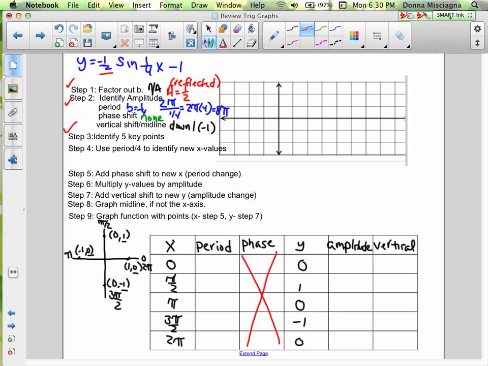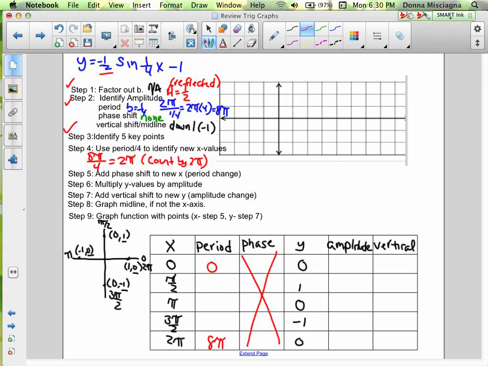Now we need to transform x by changing the period. To do that, we're going to take the period and divide by 4 to get the new x values. So 8 pi divided by 4 is 2 pi. So we're counting by 2 pi, and you can add that to your notes. We start at 0, and then we just count by 2 pi. The last value will be the period, so 8 pi should be the last value.